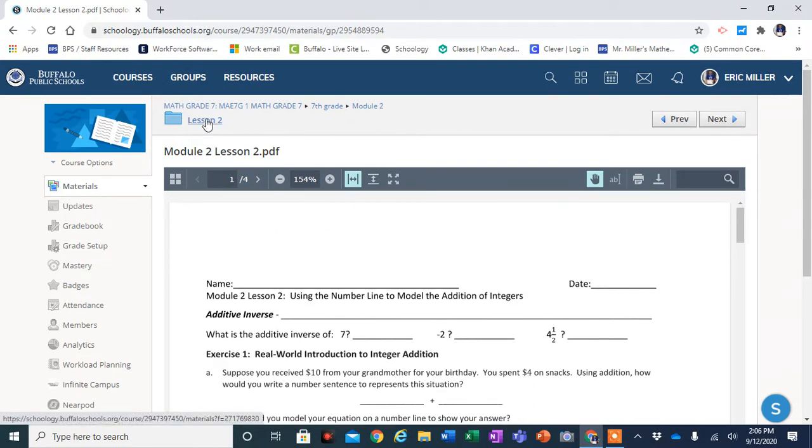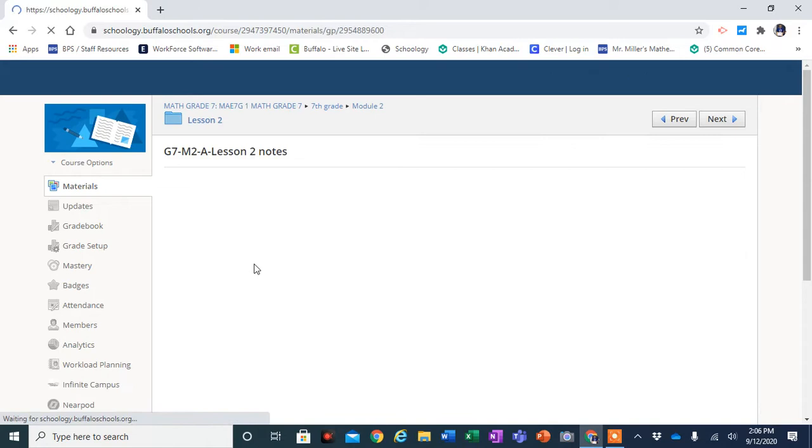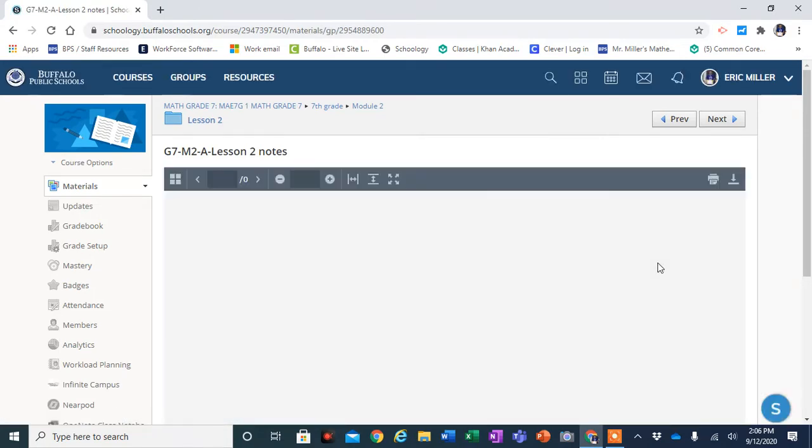Okay, and what else is in here is my notes. When I wrote on the interactive whiteboard, I was able to always download my notes. So I'm actually giving you an answer key for every single lesson. If you're ever absent, you can always go here to get the notes. You could always go here to look over your notes if you weren't able to write everything down.